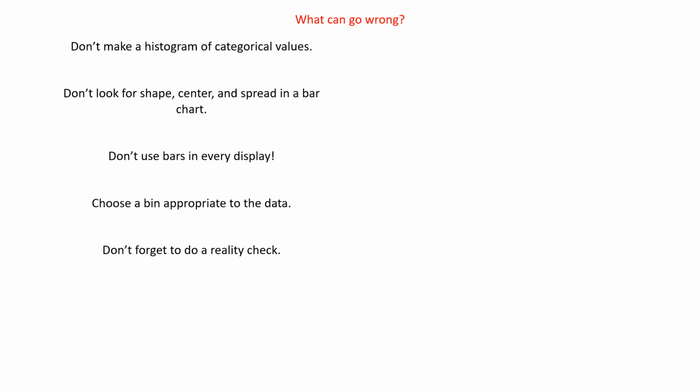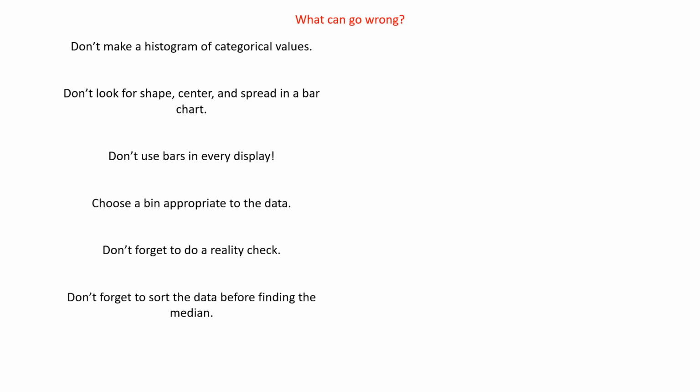Don't forget to do a reality check. Does it make sense? If you have an outlier, does that outlier make sense? Where did it come from? If you're graphing something, does what you just graphed make sense? Was it what you expected to see? If it wasn't what you expected to see, that does not necessarily mean it's wrong, but you want to take another look to make sure that something horrible didn't happen in the process.